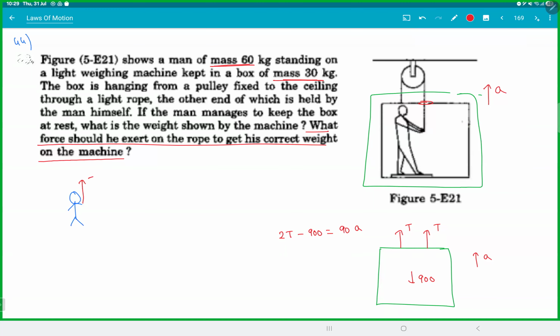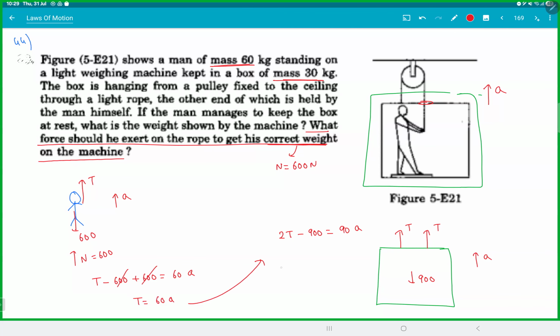The tension is pulling him up. Your own weight is 600. Your normal reaction, and the acceleration is up, because he's in the box, so both will have the same acceleration. But you said correct weight, meaning the normal reaction is also 600 newtons. Perfect. So from here we get T minus 600, N is pushing up, that's also 600, is equal to the man's mass 60 into A. So we got T equal to 60A.